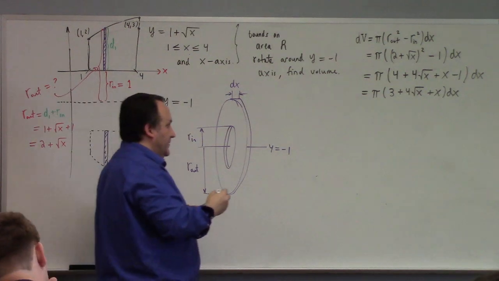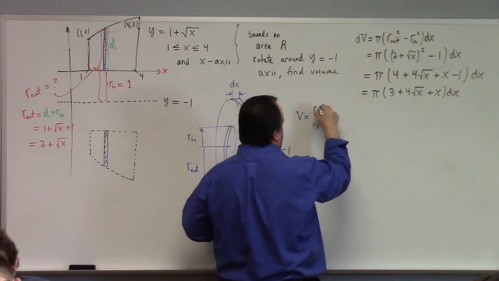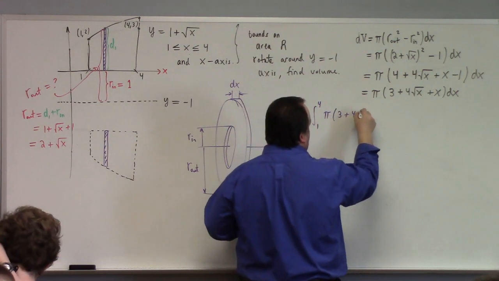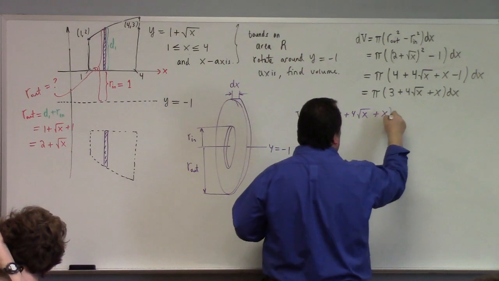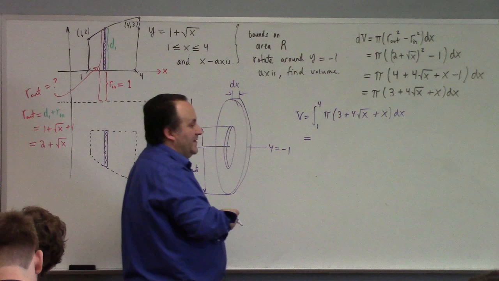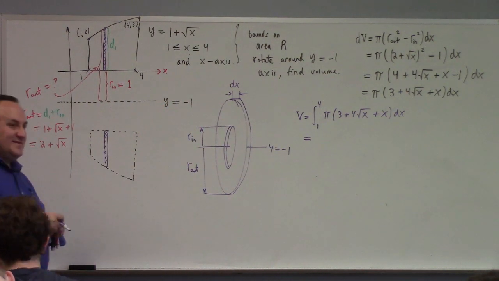All right, so here we go. The volume should be the integral from 1 to 4 of pi times (3 plus 4 times the square root of x plus x) dx. These problems are nice. We get a lot of practice on polynomial integration, don't we?